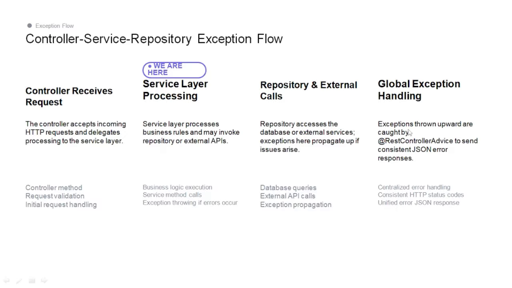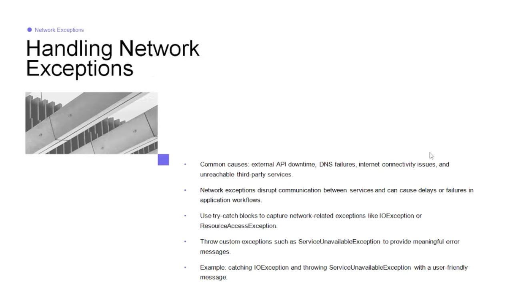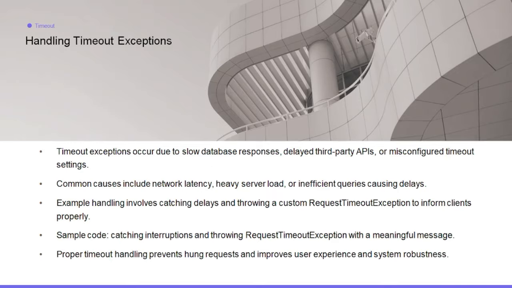Global exception handling: exceptions go towards the @RestControllerAdvice. You'll be using this annotation to send consistent JSON error responses. Handling network errors: common causes are the external API being down, DNS failure, no internet connection; all of those come under network errors. Network exceptions disrupt the communication from the service to the third party and cause delays or failures in the application workflows. Use try-catch blocks to capture network exceptions like IOException, ResourceAccessException, all those. Examples are IOException, service unavailable.